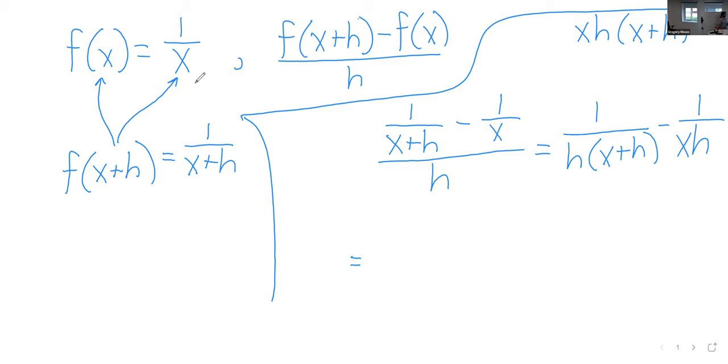So to get the common denominator, I know this is in a sense elementary, but in another sense, maybe you haven't done this since you were kids. Once you get into higher math, you're not subtracting a lot of fractions anymore. So remember how we get this common denominator. To get an X here, we're going to multiply both the top and the bottom by X. And to get an X plus H here, we're going to multiply top and bottom by X plus H.